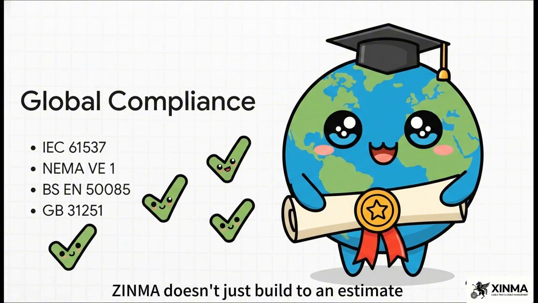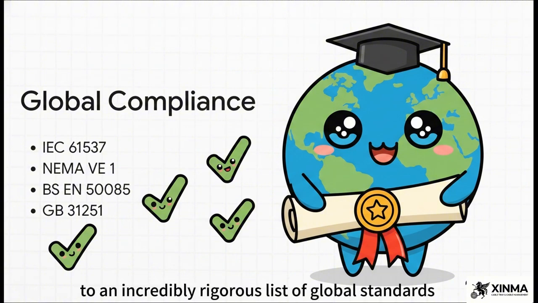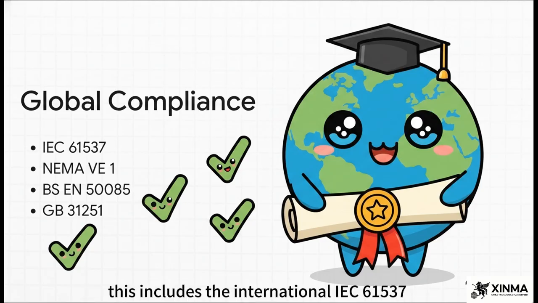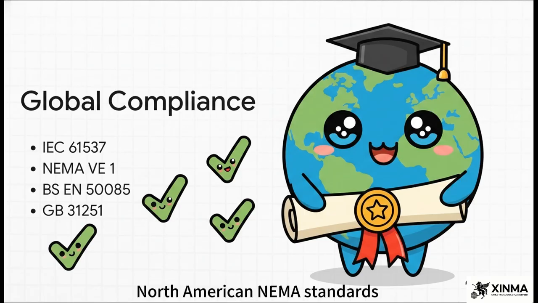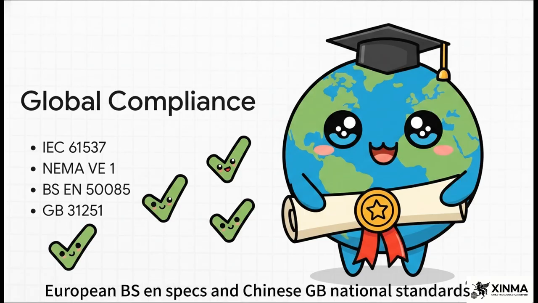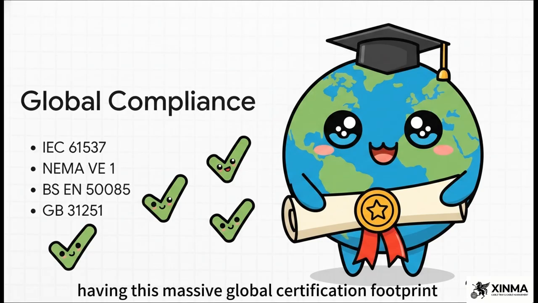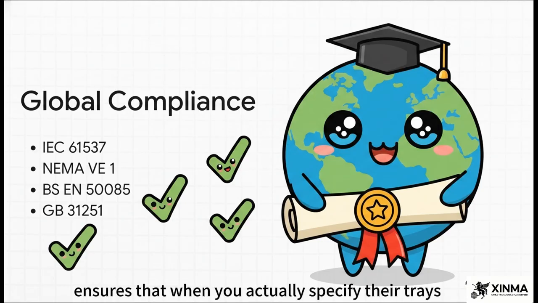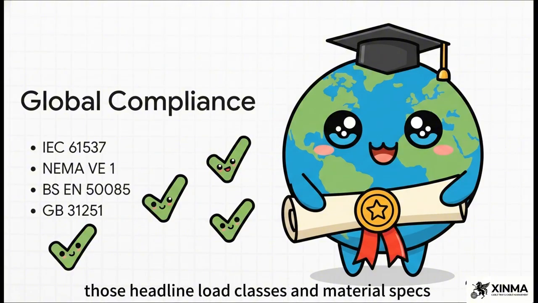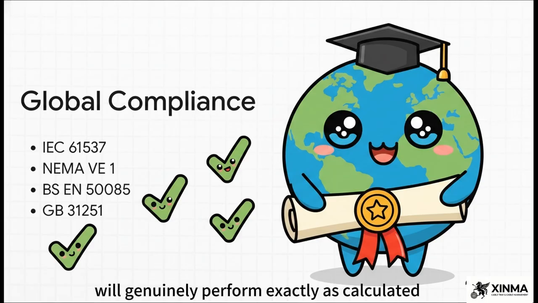Xinma doesn't just build to an estimate. They adhere to an incredibly rigorous list of global standards. This includes the international IEC 61537, North American NEMA standards, European BS EN specs, and Chinese GB national standards. Having this massive global certification footprint ensures that when you actually specify their trays, those headline load classes and material specs will genuinely perform exactly as calculated.